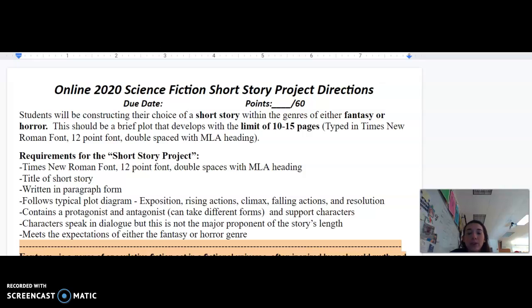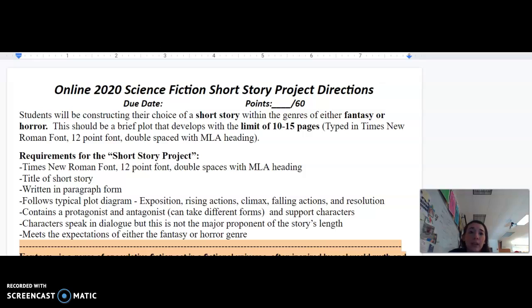I'm here to go over our directions for our project that we're going to be doing after our short story units. With this project, it is worth 60 points, and our due date is going to be the 7th of December. So, with that in mind, let's talk a little bit about your project options. There are two project options for this project.